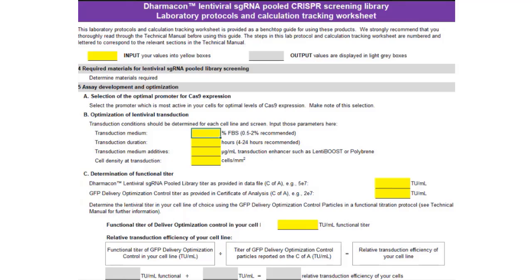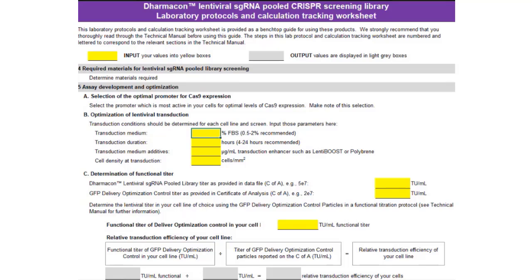Once opened, you can see that values that you would put in are highlighted in yellow and the outputs in gray. The tracking worksheet can also produce a personalized protocol for your primary screen and library prep using our NGS library prep kit prior to NGS.